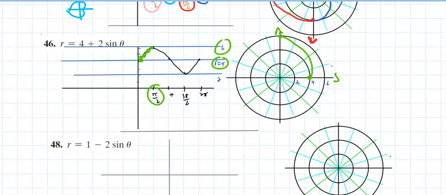And then decreases. By the time I hit pi, I'm back to 4. There's pi, and there's 4. And then keeps on decreasing. By the time I hit 3 pi over 2, I am at 2. There's 3 pi over 2, and there's 2. And of course, I know this graph looks something like that. So if I go for the last part, between 3 pi over 2 and 2 pi, by the time I hit 2 pi, I am at 4. There's 2 pi, and there's 4. And there's the graph. I'm going to stop this video here and continue the rest on the next.